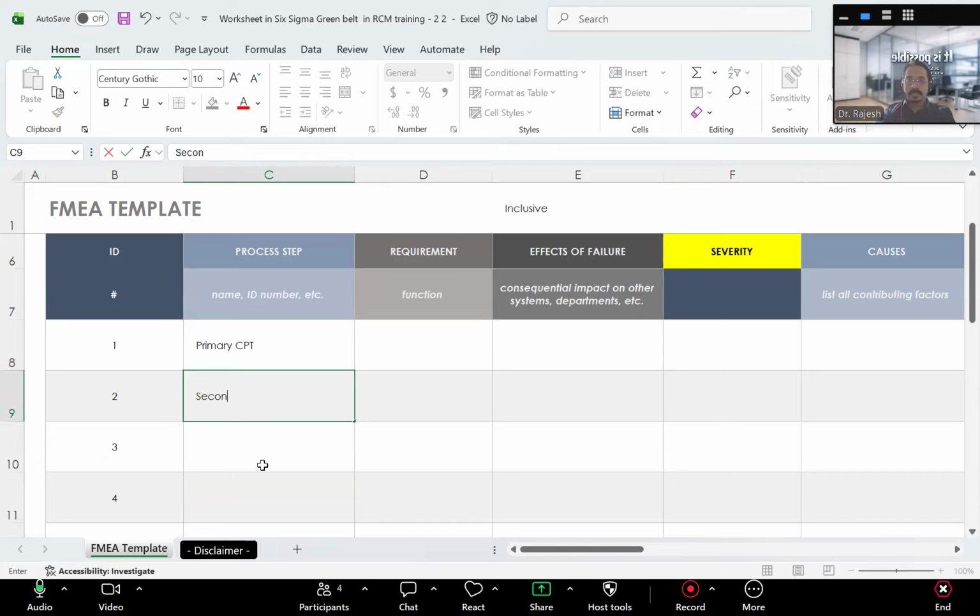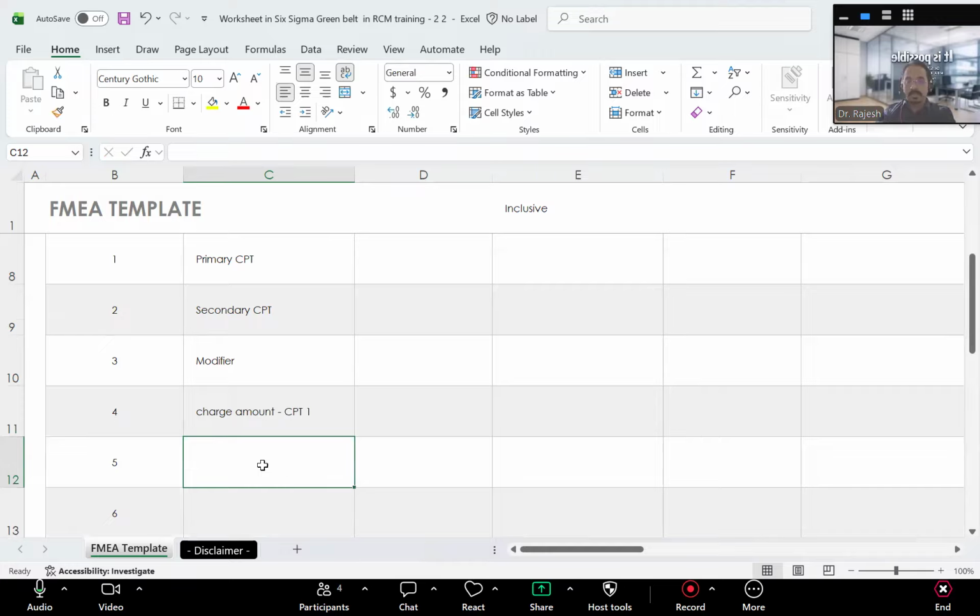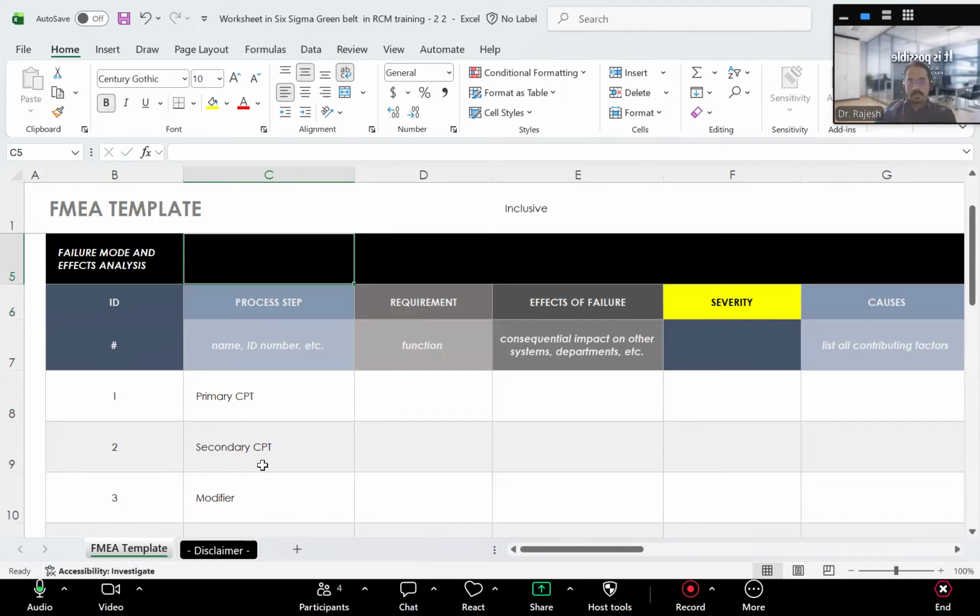And this is my secondary CPT code. And then this is a modifier, which is needed. Then the third point: what is my RVU? If I don't know what RVU is, better to check the charge amount of your primary CPT code, CPT1, and the charge amount of the second CPT code, CPT2. Like this, you are going to write down all your process steps here.